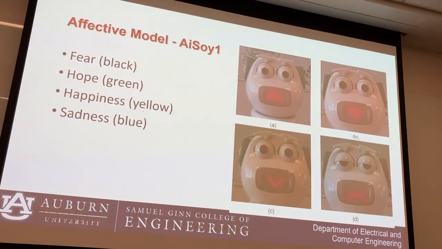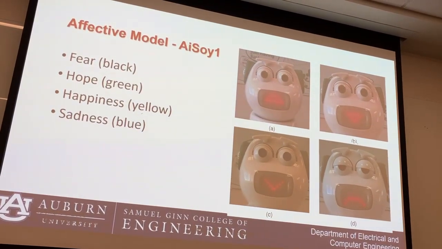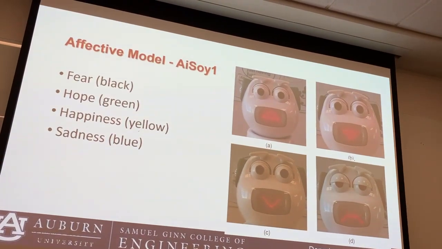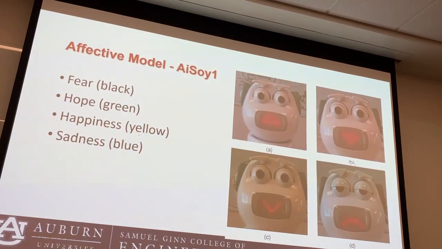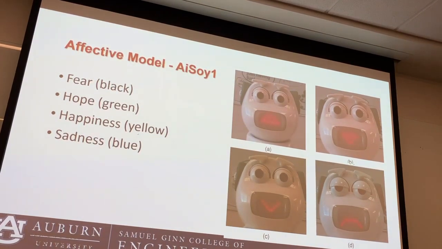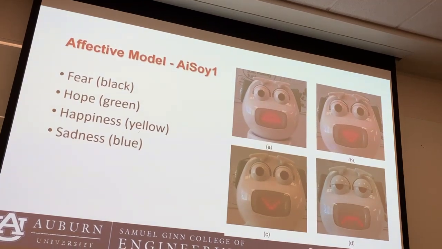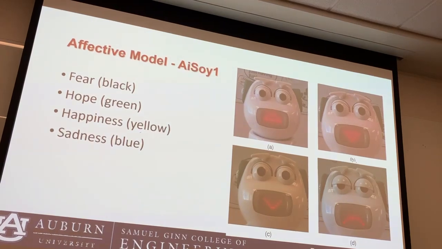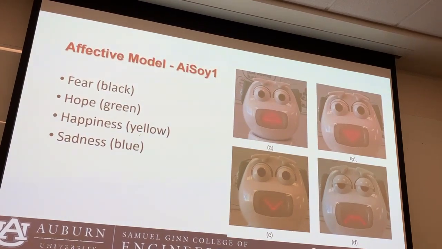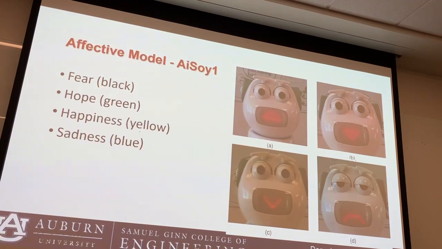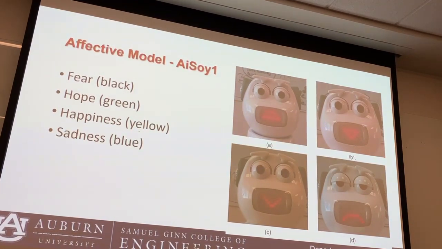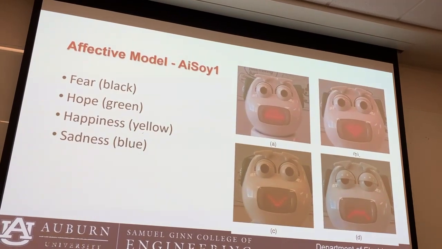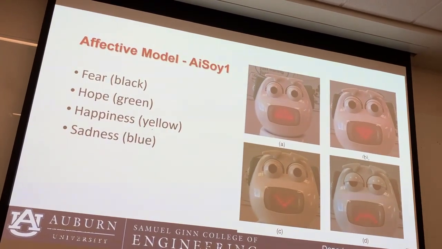And here is their experiment on iCat. Figure A is fear, with very lowered eyebrows, raised eyelids, a wide open mouth, and shaking its head from side to side. And then figure B is hope, with highly raised eyebrows and eyelids, and an open mouth curved significantly upwards, moving its head smoothly from side to side.